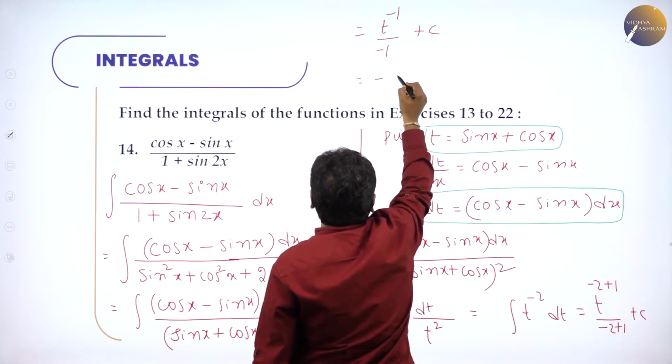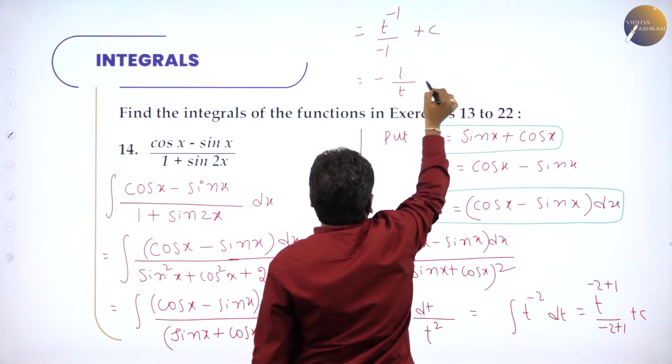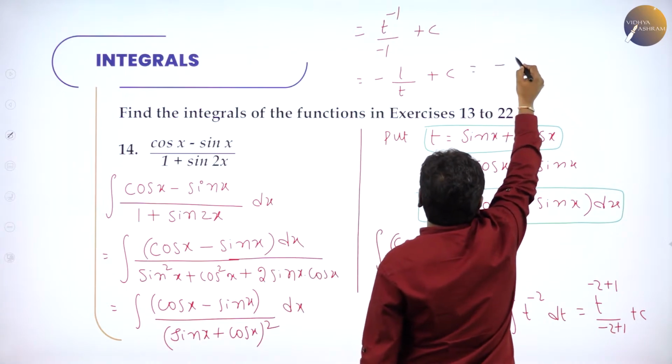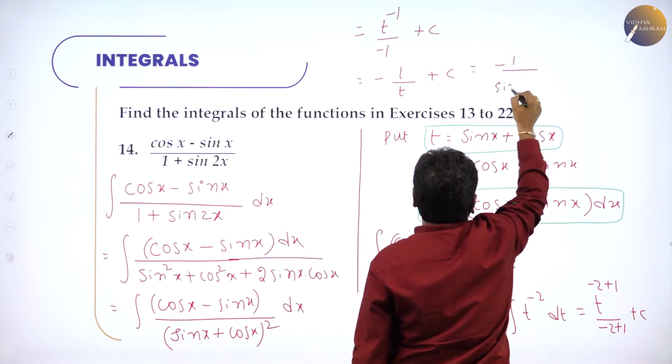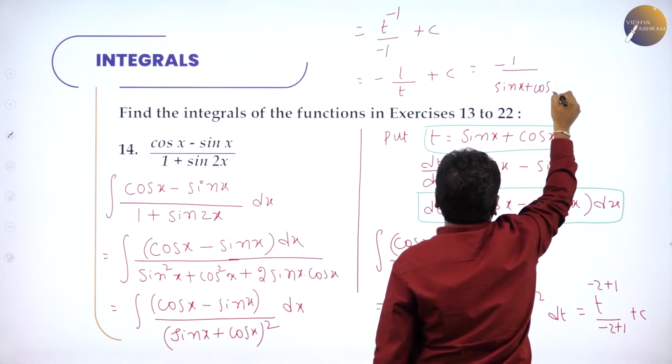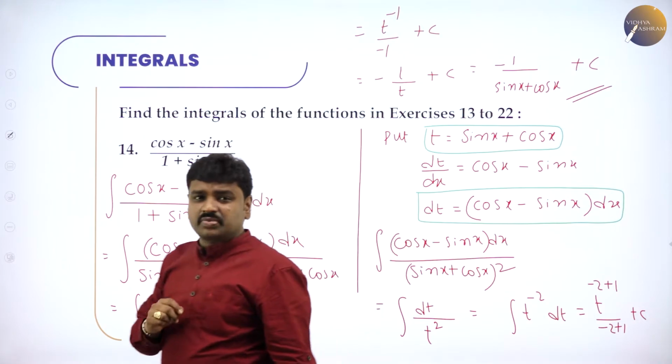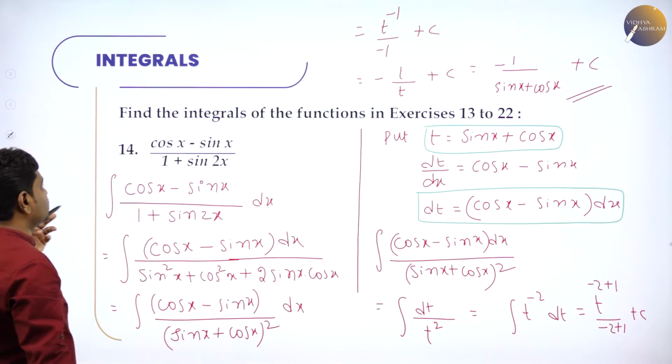That is minus, I'll take it out, 1 by t plus c. So that is minus 1 by, what is t we took? Minus 1 by sin x plus cos x plus c. This is the final answer: minus 1 by sin x plus cos x plus c.